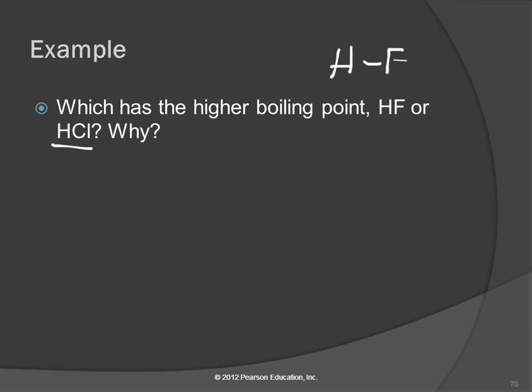How about the HCl? Can it do hydrogen bonding? No. So what kind of forces does it have? It's got dispersion forces and dipole-dipole forces. This is polar. You've got 2 different atoms, hydrogen and chlorine. There's a polar bond, so the molecule's polar. But HF will have the higher boiling point because it has the stronger intermolecular forces.